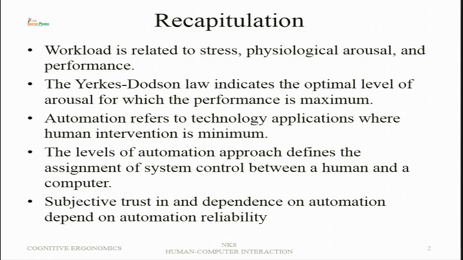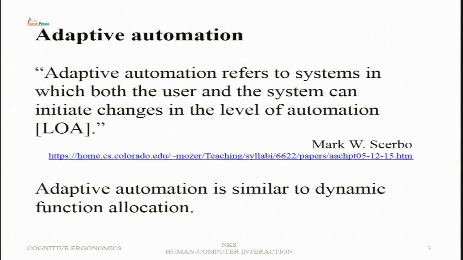Just to recapitulate what we have done in the earlier sessions, we talked about workload and stress and how it has different influences in terms of physiological arousal and performance. Then we talked about the Yerkes-Dodson law, which provides an optimal level of stress at which the performance is maximum. Then how automation can handle these issues to some extent and to apply in situations where human intervention should be minimized. The levels of automation approach defines assignment of system control between a human and a machine. Dependence on automation depends on automation reliability, and we saw how the two are related with each other.